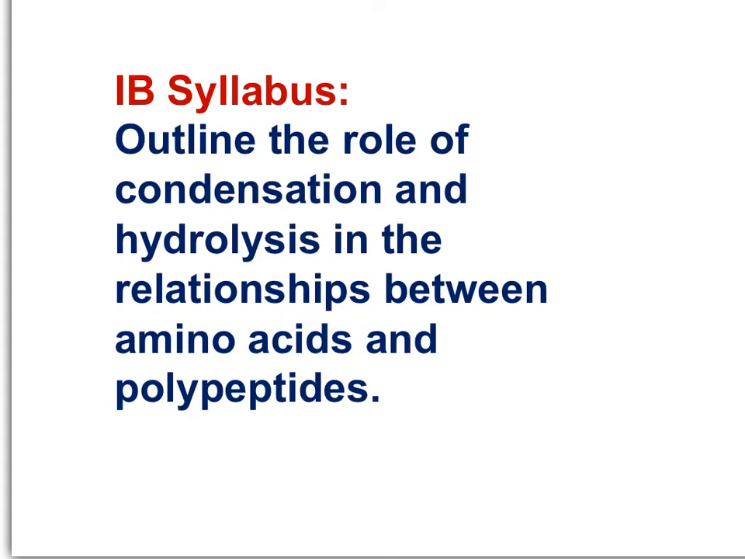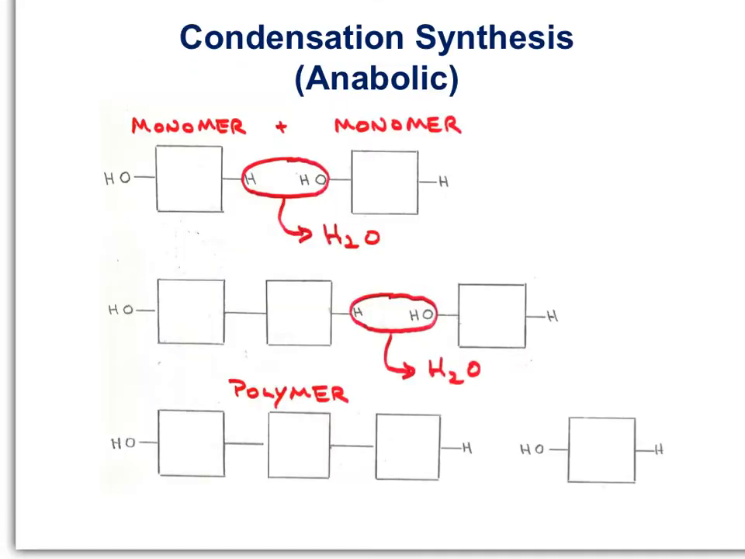Let's jump in with an IB syllabus statement that you've seen previously. Outline the role of condensation and hydrolysis in the relationships between amino acids and polypeptides. Condensation synthesis joins two monomers to form a polymer, a macromolecule. Water is removed. All chemical reactions within cells require an enzyme. Keep that in mind. For proteins, the monomers are amino acids. The polymer is a polypeptide. When polypeptides are digested into individual amino acids in a process known as hydrolysis, water is required.